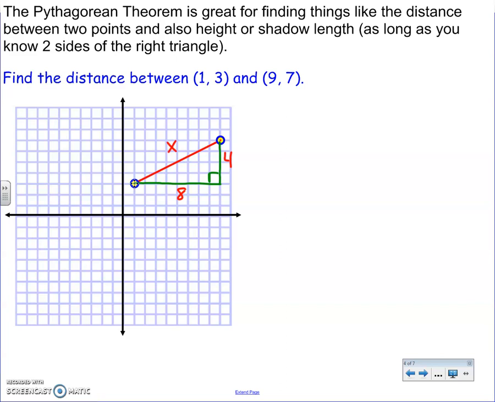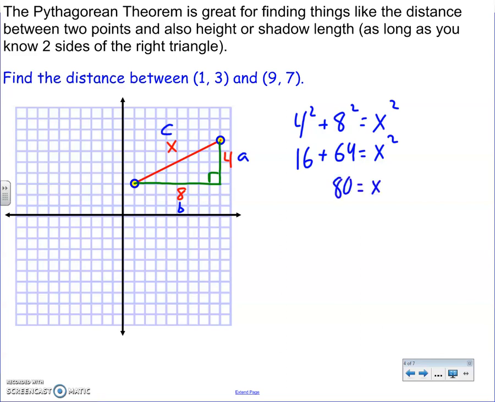Alright, so now you see the right triangle. We're going to do the Pythagorean theorem. Make sure that we label A, B, and C. So C is across, the hypotenuse. I'll call this A and I'll call this B. Again, A and B don't matter. If you want A to be 8 and B to be 4, that's fine. Fill in the formula. A squared plus B squared equals C squared. 4 squared is 16. 8 squared is 64 equals X squared. Combine, that's 80 equals X squared. And then square root both sides.